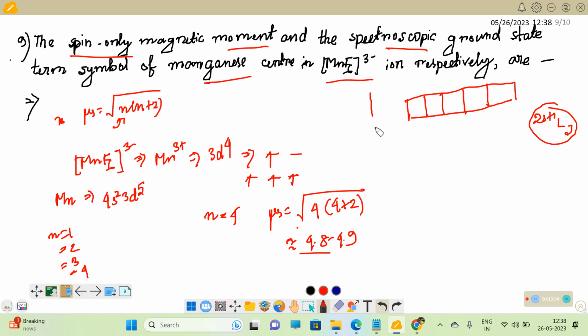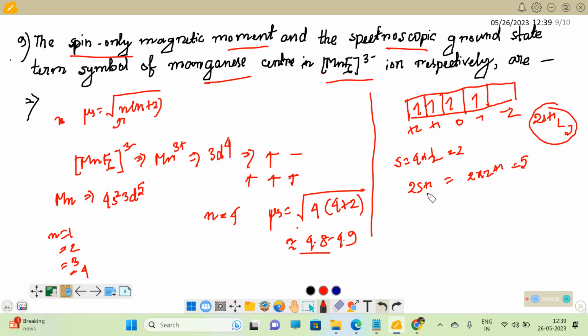Okay, so now the normal rule to evaluate the term symbol is to fill the electrons in the d orbitals, means here plus 2, plus 1, 0, minus 1, minus 2. So here the total S value is 4 into half, that is 2. So the 2S plus 1 value is 2 into 2 plus 1, that is 5. L value: minus 1 and plus 1 cancel, 0, this is equal to plus 2, that is S, P, D. So the 2S plus 1, L is 5D.